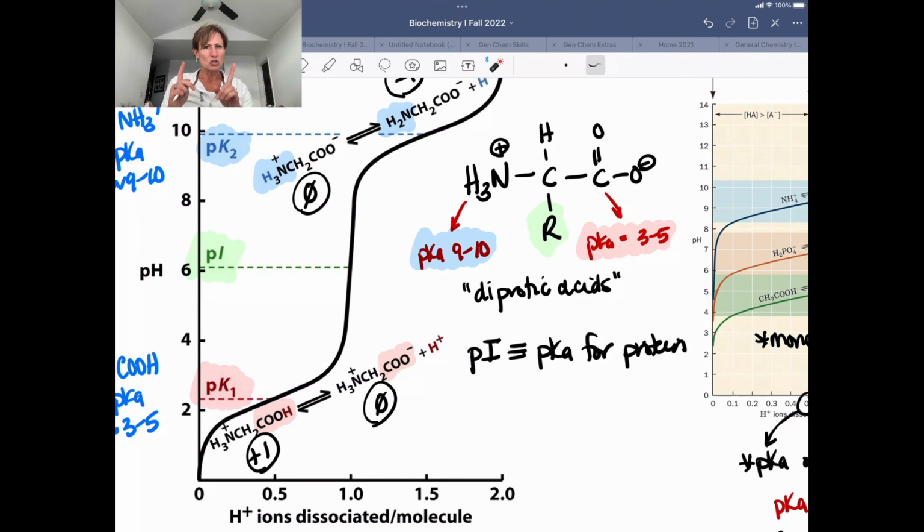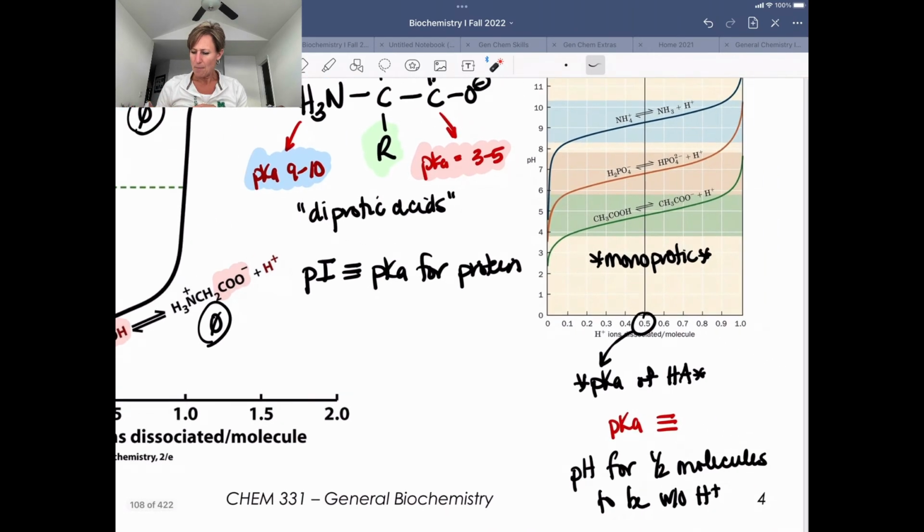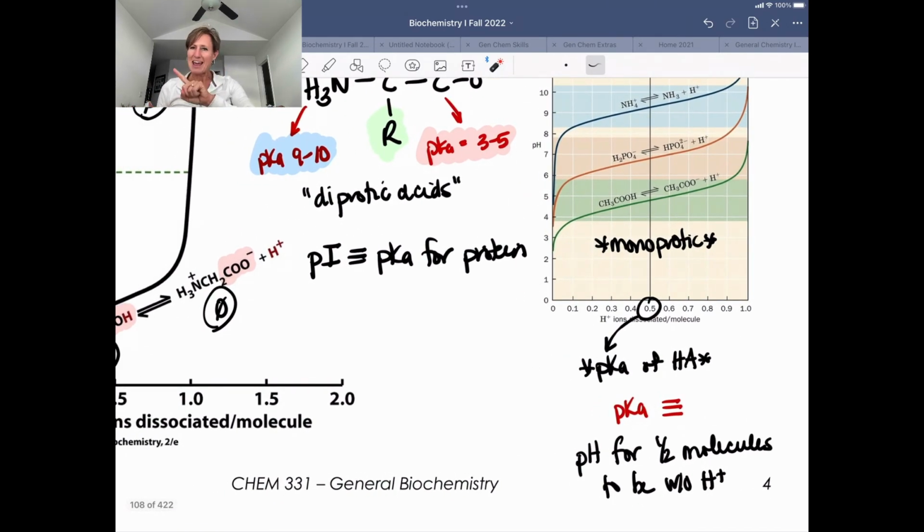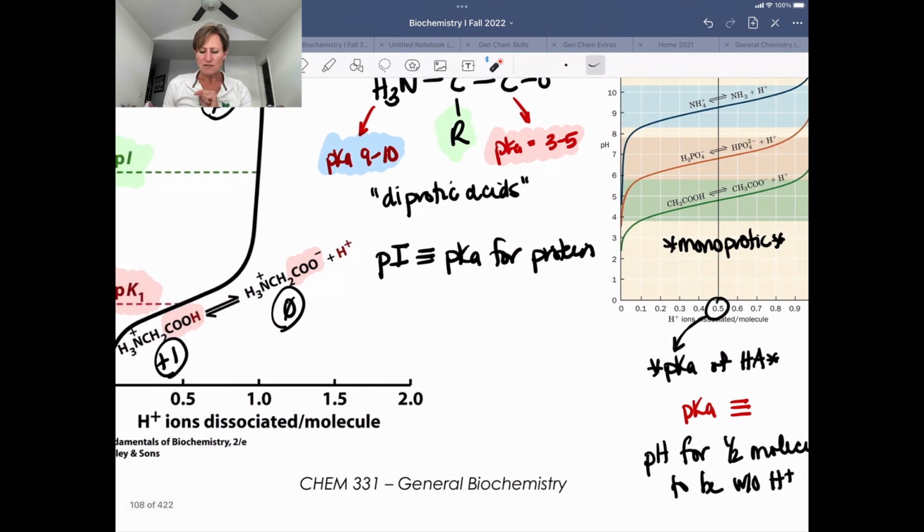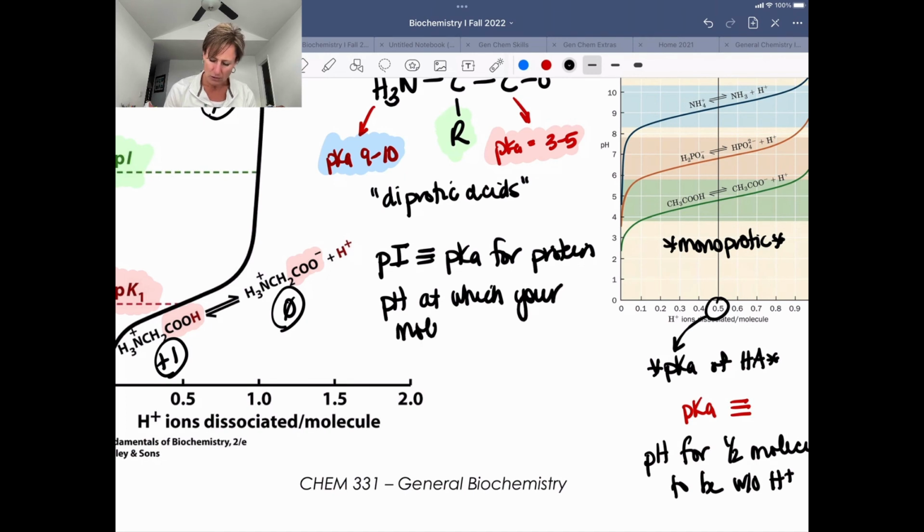Just like for a molecule, we can think about pKa as being the pH at which half of your molecules are without their protons. We can define pI, like a pKa for a protein, as the pH at which your molecule, and we're specifically talking about proteins here, has no net charge.